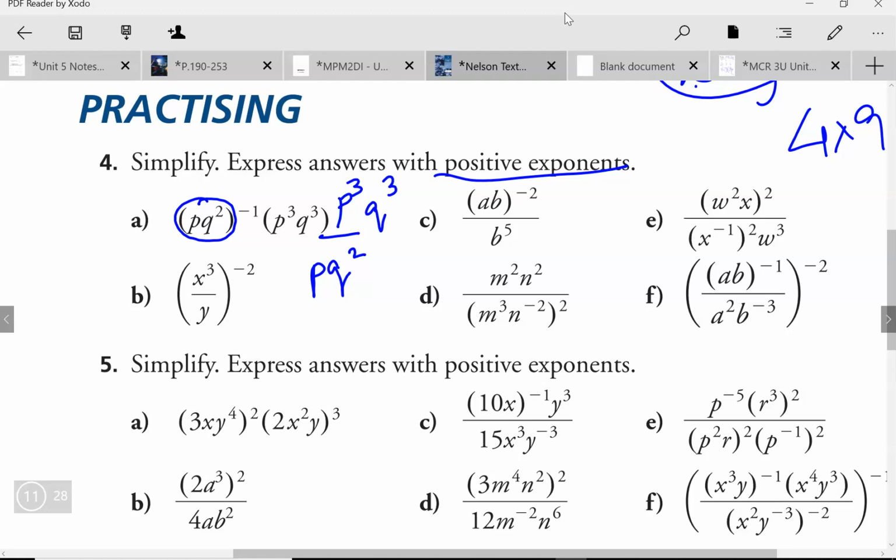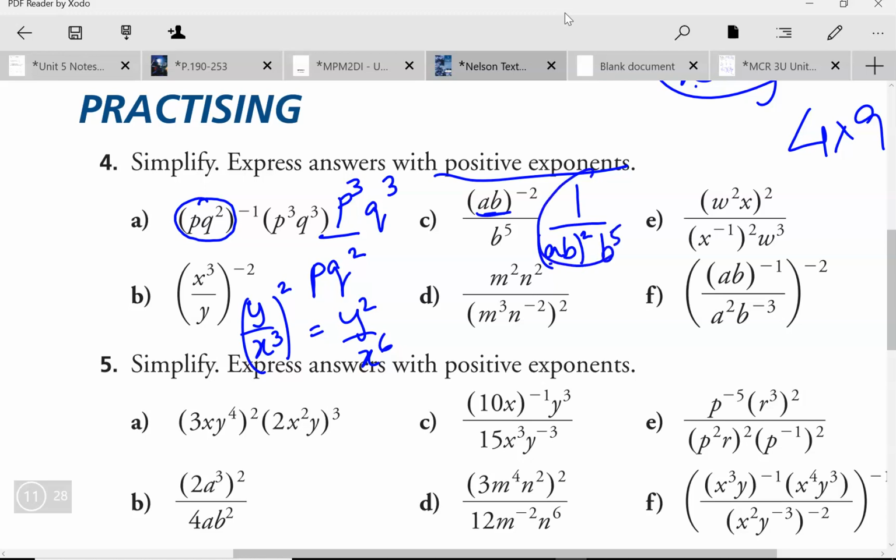And now this is just a quotient rule. Again, here I'm going to have to flip the fraction with the positive power, y squared over x to the 6. Again, base here being in the numerator with the negative exponent, I'm going to move that base to the denominator. So 1 over a squared b to the 7 is what I have over here.